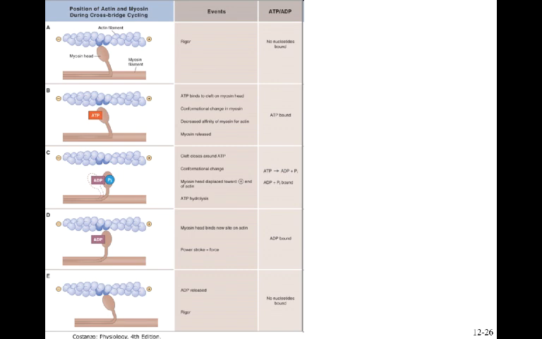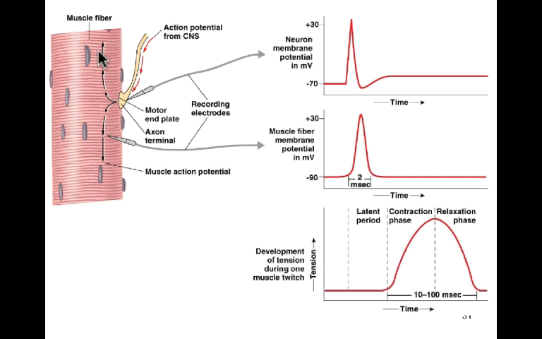Hello again. Let's continue our discussion of muscle contraction and hopefully we can finish this chapter. The first thing that I like to add here is that to go through this cycle from A to E, we need only one ATP. The second thing is that from A to E is called one cycle of cross-bridging. Let's take a look at this muscle fiber.